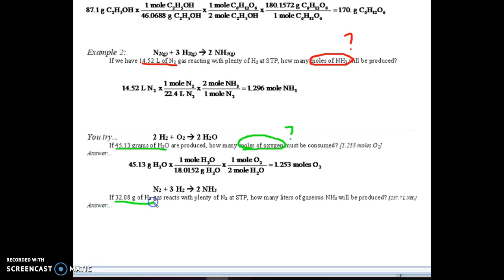Again, I'm going to annotate just a little bit. 32.08 grams of hydrogen gas is given to me, and I need to solve for liters of gaseous ammonia. Notice this time it's not asking you to solve in moles, it's asking you to solve in liters. That's a number that you can only get by using your mole map. Take a moment, pause the video, and see if you can work this out.